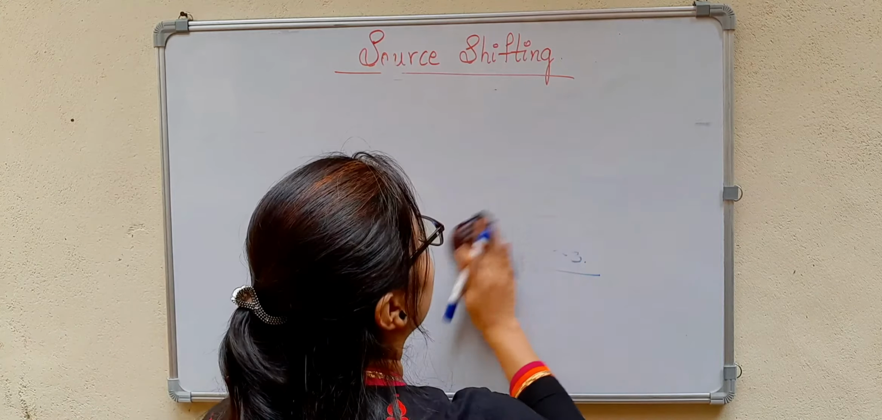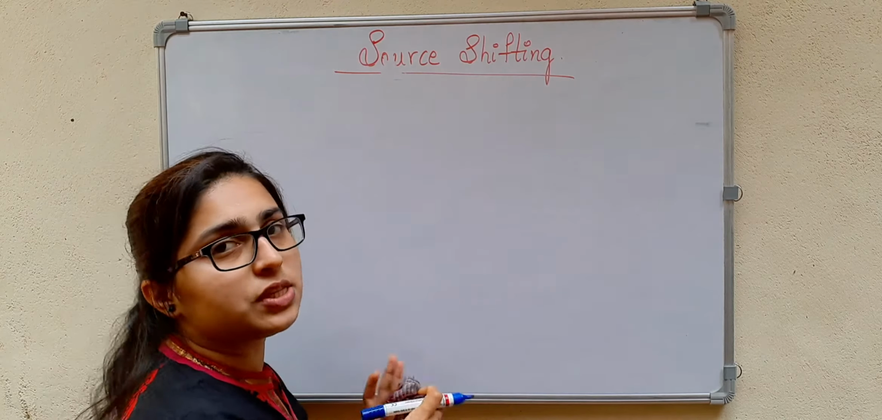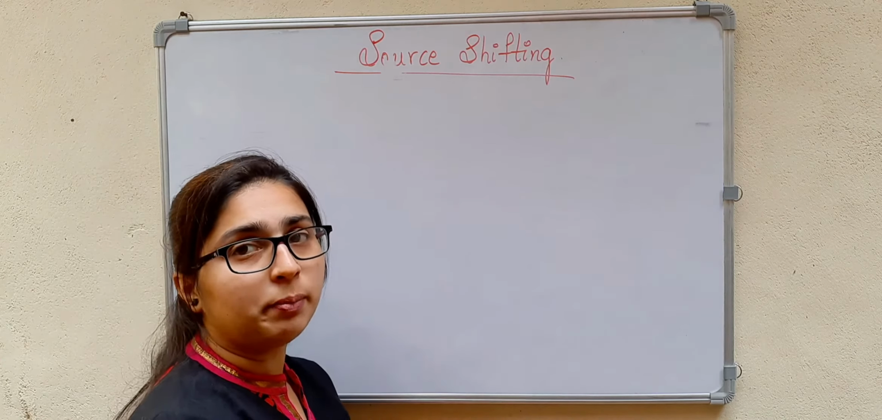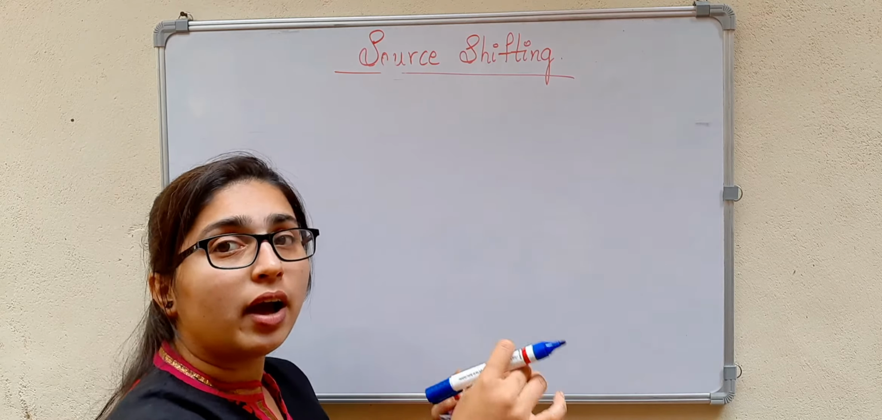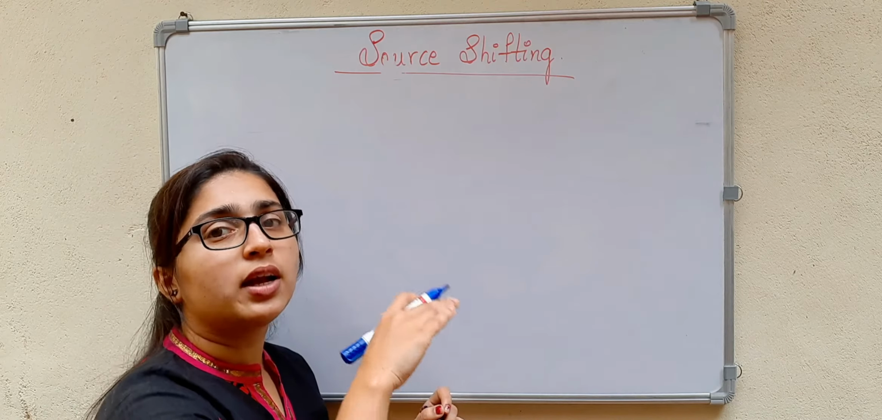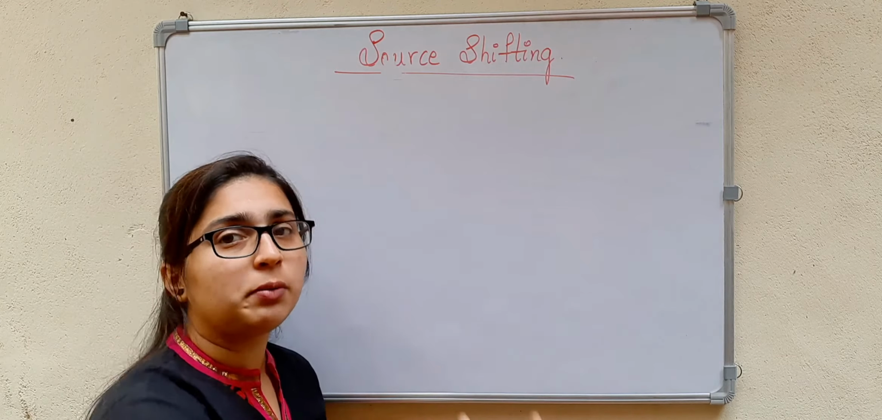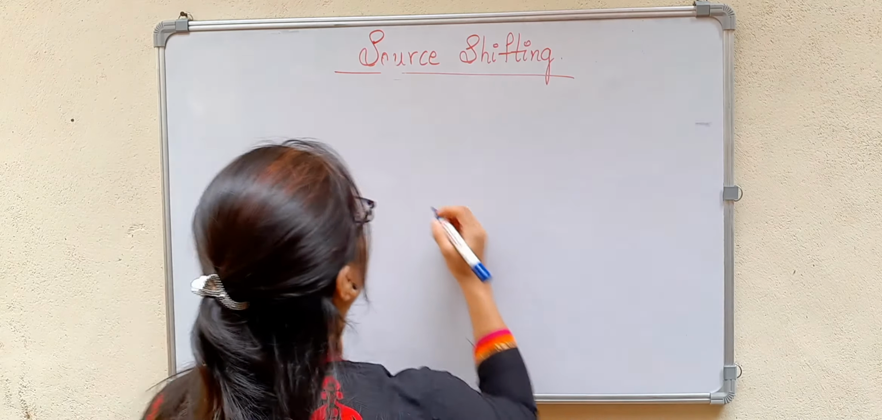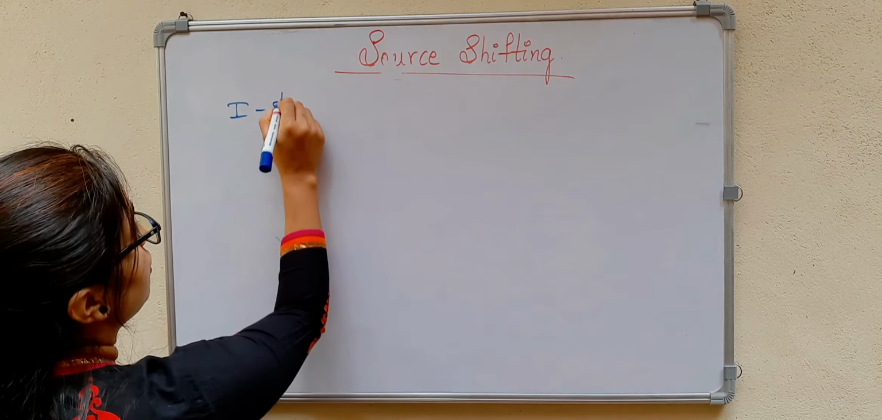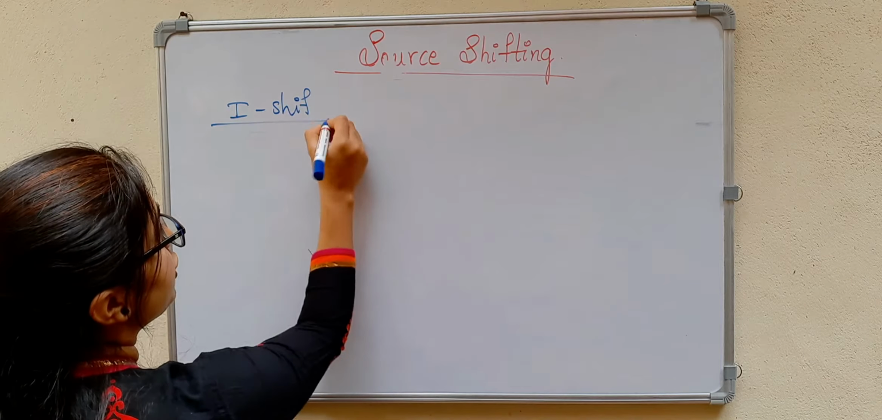So it can be applied to any number of branches which is connected to a point. If you have 10 branches connected to a single point and you have a voltage source, you can transfer that voltage source or shift that voltage source to the 10 branches also. Okay. And next comes this current shifting technique, that is I-shift technique.